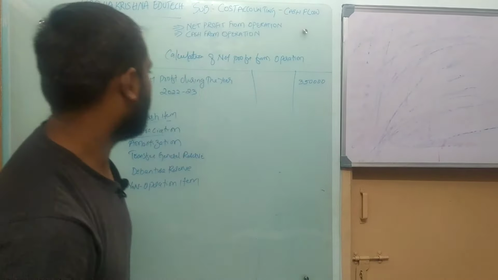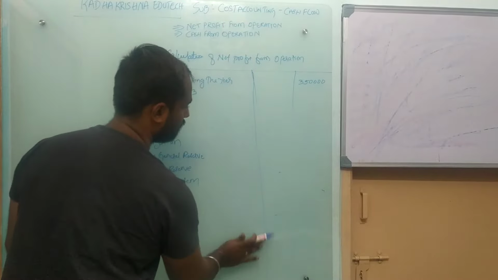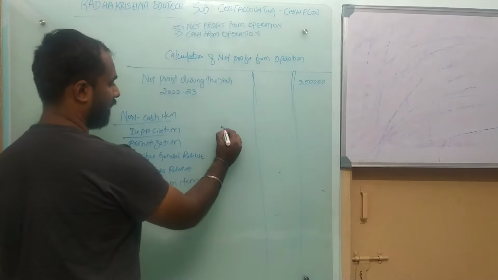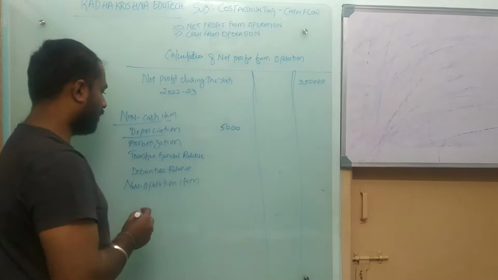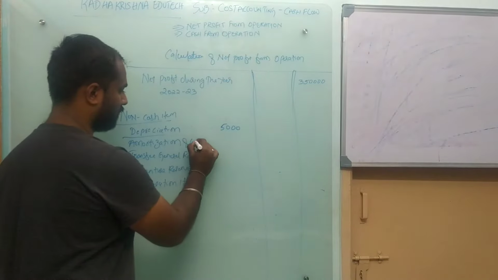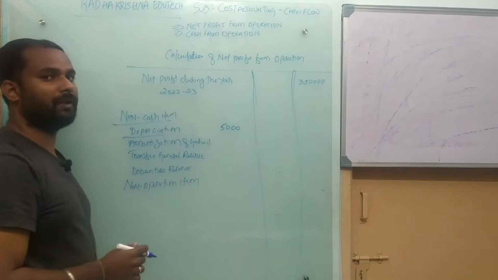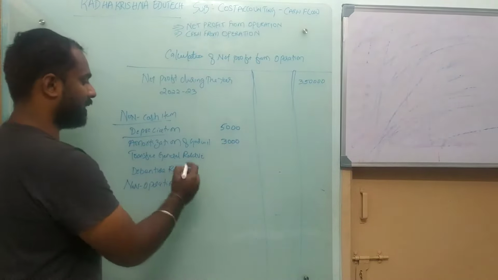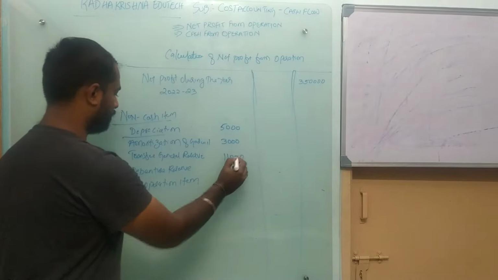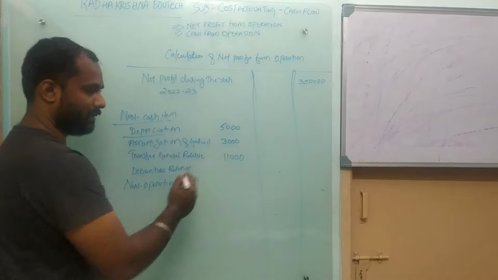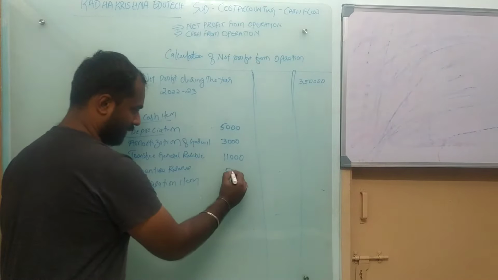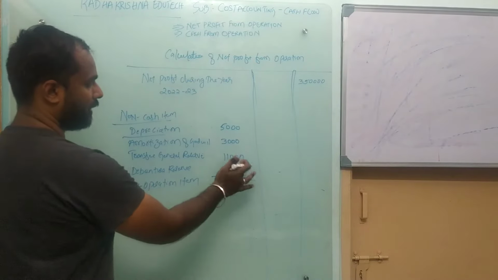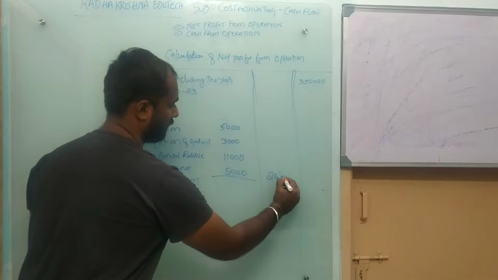So during my year, depreciation, how much do I have? I will have 5,000 for the entire year. Amortization of goodwill, how much would I have posted? Some 3,000 I would have taken. Then transfer to general reserve, 11,000 I had taken. Debenture reserve fund, I have moved 5,000 to it. So the total of this is 24,000.